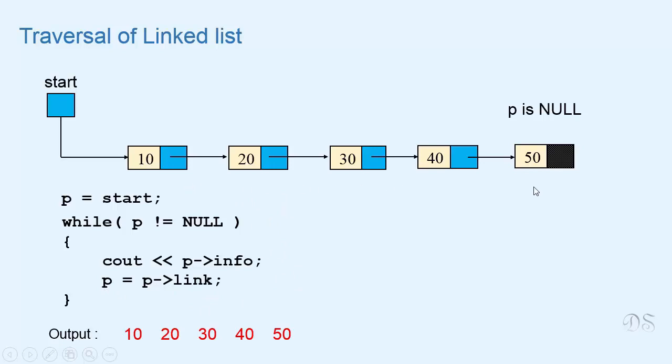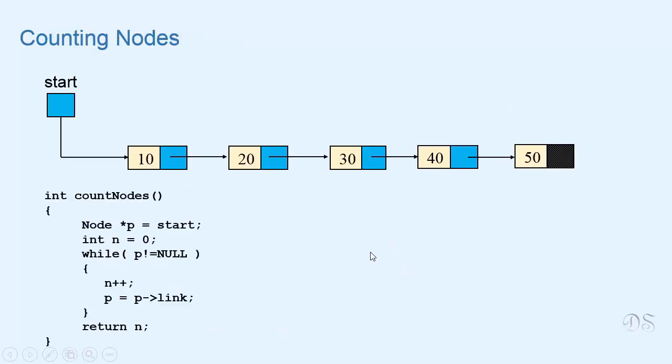We can use the same loop to count the number of nodes in the list. So here we have taken a variable n and initialize it to 0. And whenever we visit a node, we increment the value of this n. So when this loop terminates, the value of n will give us the number of nodes in the list, and we return n from this function.